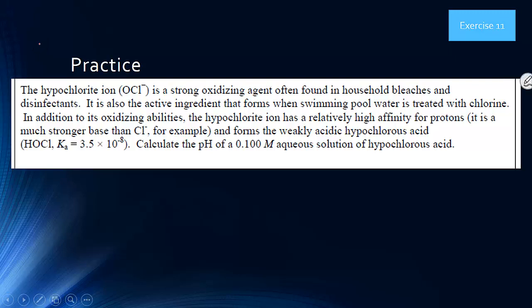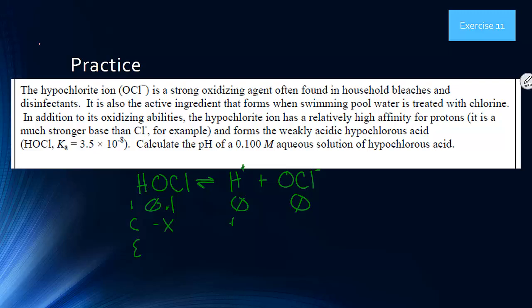So, hypochlorous acid will set up an equilibrium to form hydronium and the hypochlorite ion. Initially, if I start with 0.1 molar hypochlorous acid in my solution, I'll have no hydronium or hypochlorite. However, the acid is going to decrease by some value, and the hydrogen and hypochlorite ion are going to increase by that value. So at equilibrium, we'll have 0.1 minus x, x, and x.